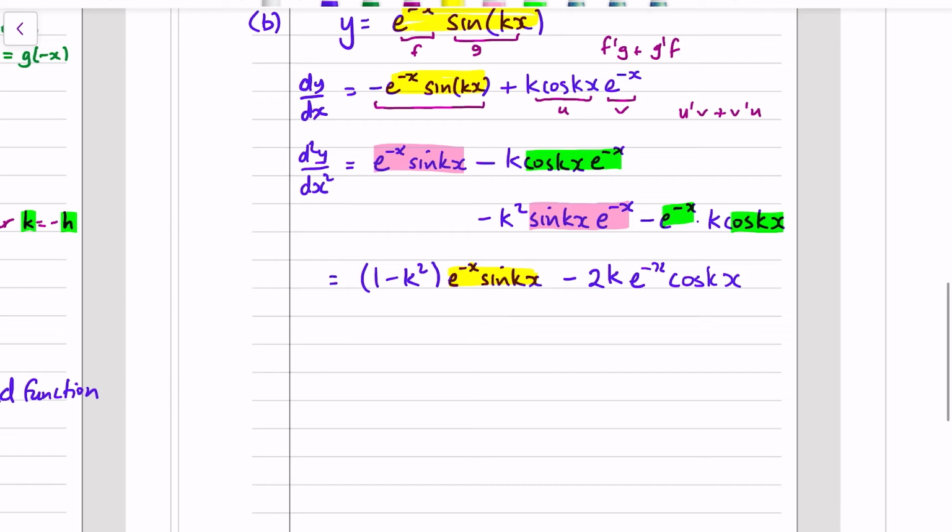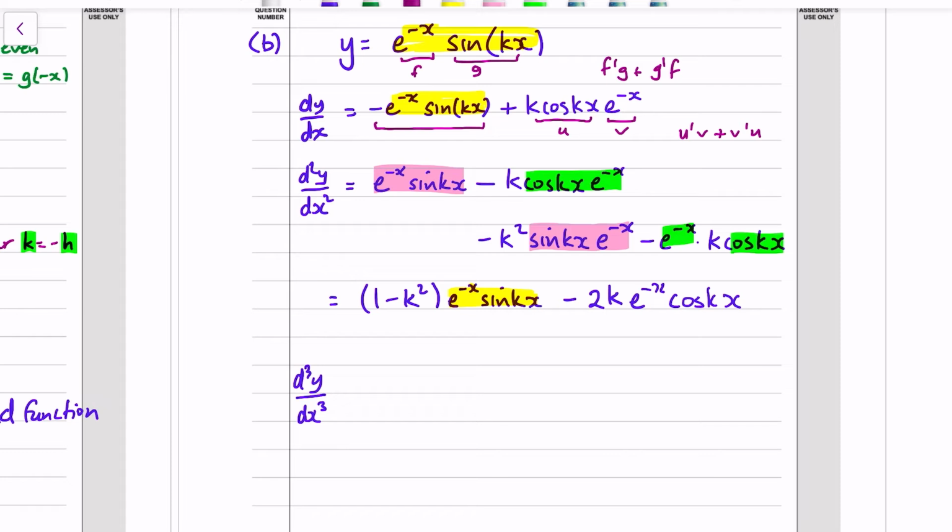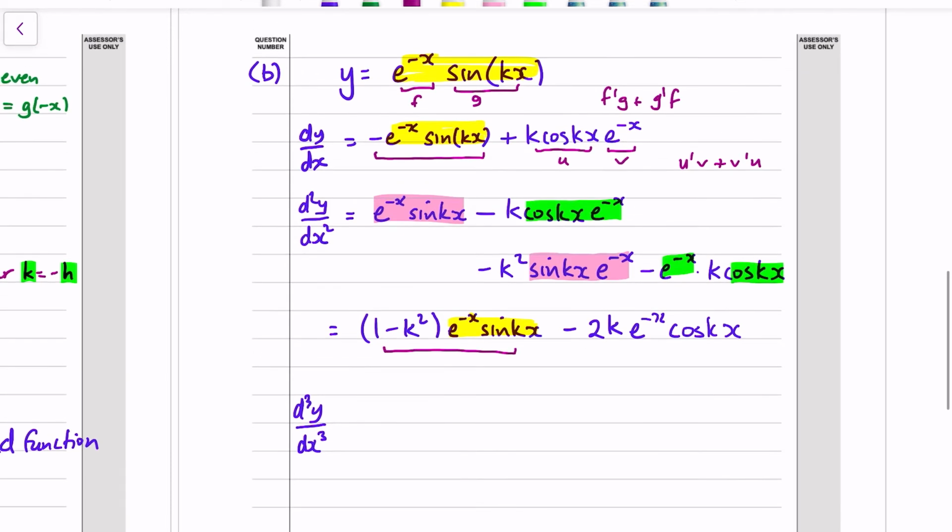But what I'm going to do, just to continue in the same vein, third derivative, this whole first term here is just a multiple of the thing we started with. And when we differentiated that thing right at the start, we got the two terms in the second line, dy dx. So this part, when we differentiate this first part, we're just going to get that multiple, 1 minus k squared, all times by the first derivative.